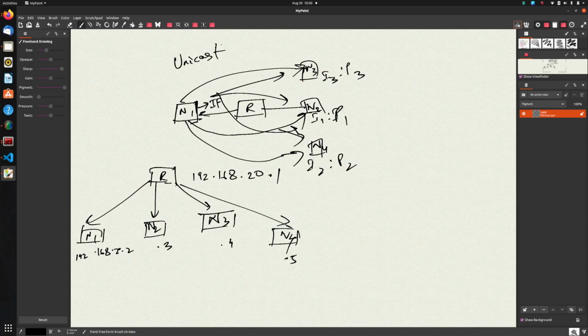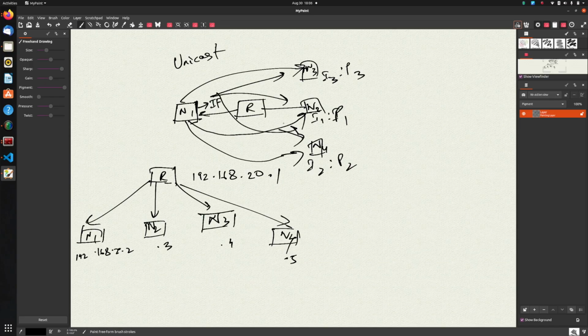Okay, so now let's say N1 wants to send the same packet to all the four hosts, all the hosts in this network. In this case we have four hosts, but we are talking about all the hosts. If N5 was also there, N1 would want to send the data to N5 as well. That's one of the most important distinctions between broadcast and multicast. Broadcast comes into picture only when N1 wants to send data to all the hosts present in the network. So in that case, N1 can send the packet not to any particular IP but to a special IP.